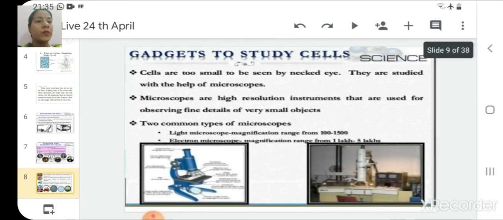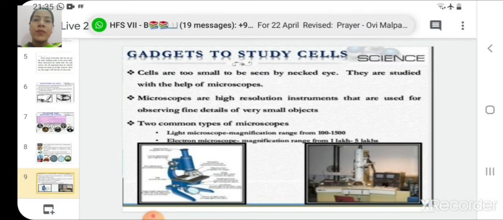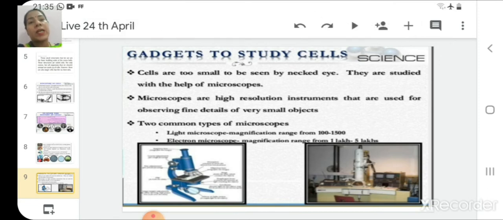So what are these functions? These functions are providing energy, generating energy. There are certain cell organelles which are present in all the cells, and each organelle has its particular function. So that function will remain the same in all living organisms, whether it is a unicellular living organism or a multicellular organism. Let us go through once again towards the gadgets to study the cells.